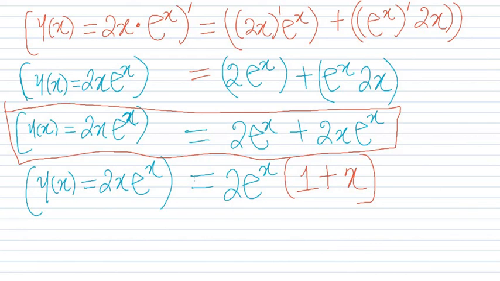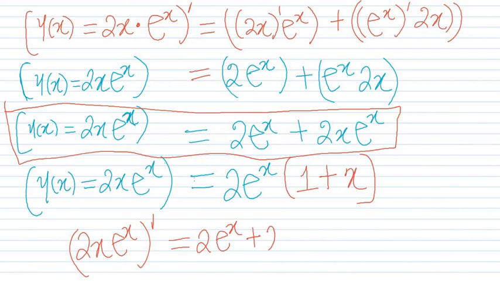The answer can either be, so basically the differentiation of 2x e to the x is going to be, you can either say 2x e to the x plus 2e to the x plus 2x e to the x, or you can just say 2e to the x open bracket 1 plus x. So that's just the answer.